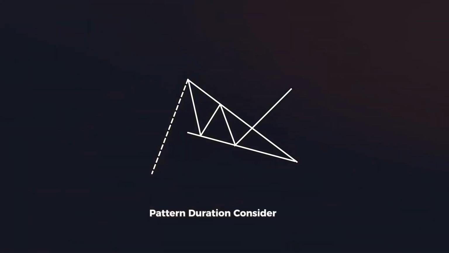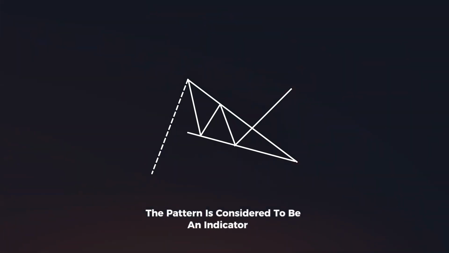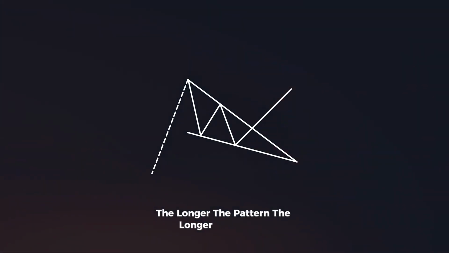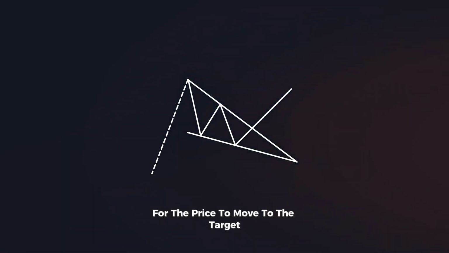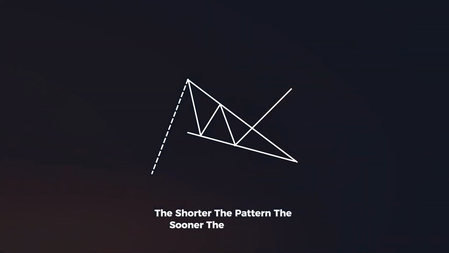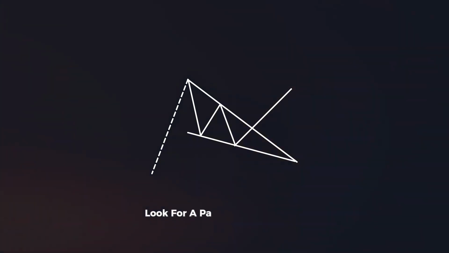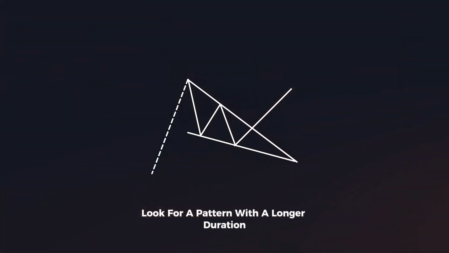Pattern duration. Consider the duration of the pattern and its relationship to your trading time horizons. The duration of the pattern is considered to be an indicator of the duration of the influence of this pattern. The longer the pattern, the longer it will take for the price to move to the target. The shorter the pattern, the sooner the price moves. If you are considering a short-term trading opportunity, look for a pattern with a short duration. If you are considering a longer-term trading opportunity, look for a pattern with a longer duration.